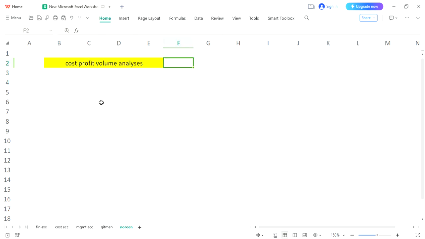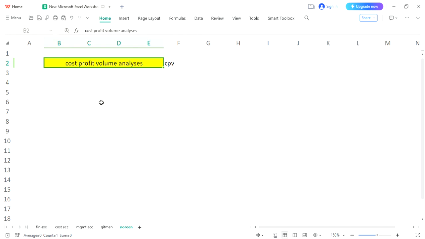It is also called CPV analysis, and we have discussed several matters in the first part where these three words were important. Volume is the number of units bought or sold. Profit means how much earning, how much profit you have earned. Cost means cost of production.